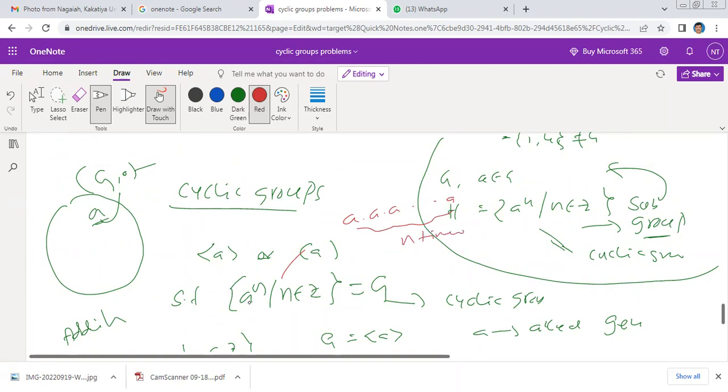So it is some number to the power of exponentials, which are integers, looking like A power 1, A power 2, A power 3 and so on. These members form a cyclic group.